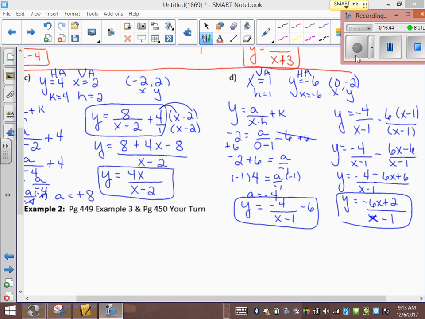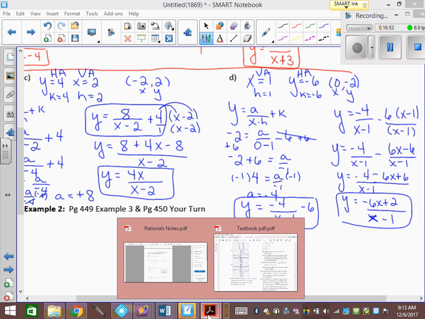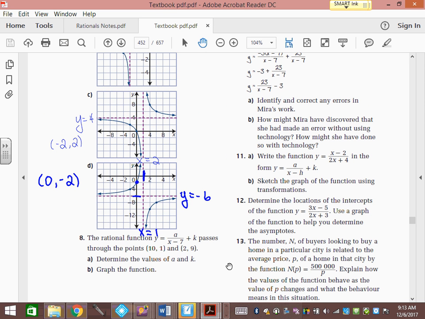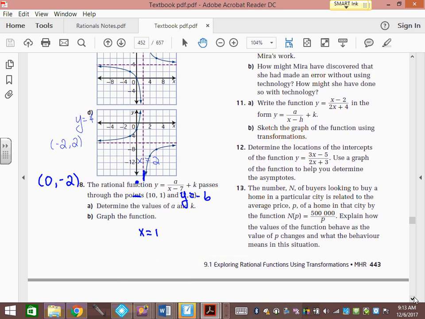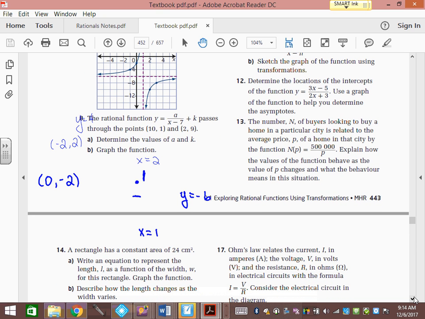Okay, now we're going to look at number 8. Well, I'm scared of it, it went crazy last time I did that. Okay, number 8. No, you can do it on the whiteboard.